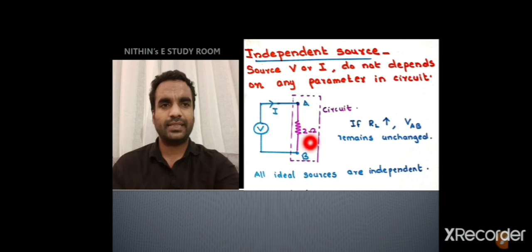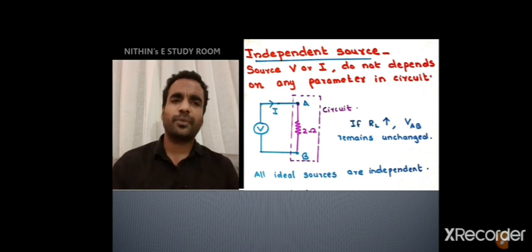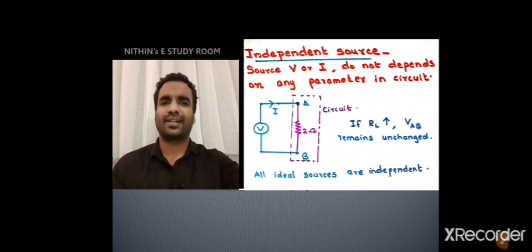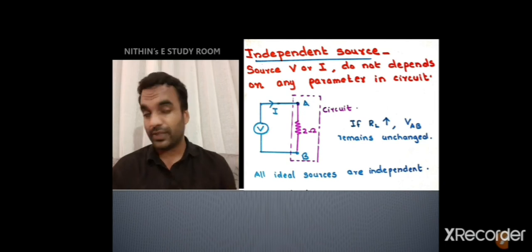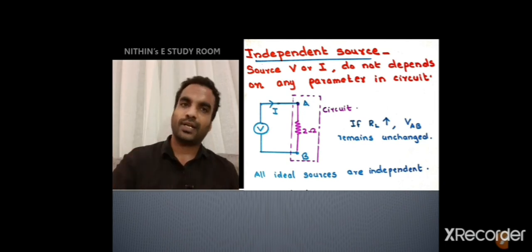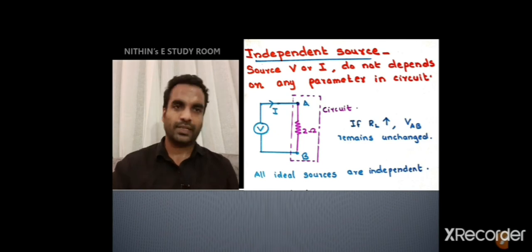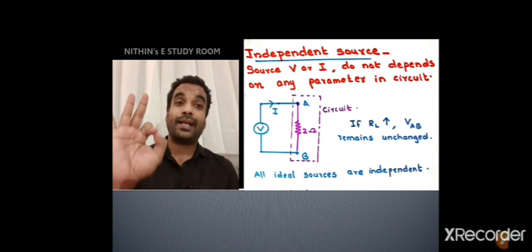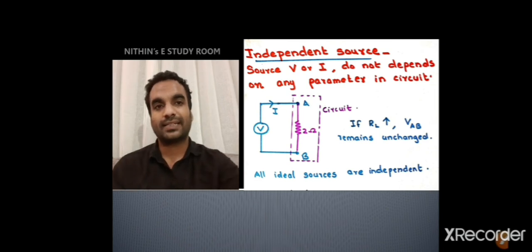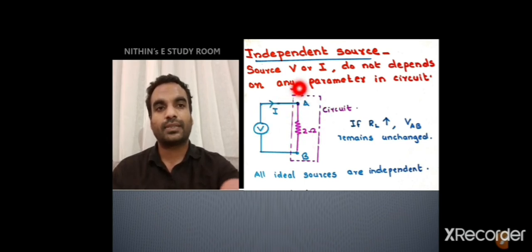Whatever may be the change in this load circuit, the thing inside the box is the load circuit. Whatever be the change in the load circuit, let the resistance 2 ohm increase or decrease, whatever it may be, the characteristics of the source will not change, whether it may be a voltage source or current source. Source voltage or source current does not depend on any parameter in the circuit. Circuit means external circuit or load. That is, up to the terminals A and B, it is a battery or source. And this is the external circuit. The thing inside the box is the external circuit.